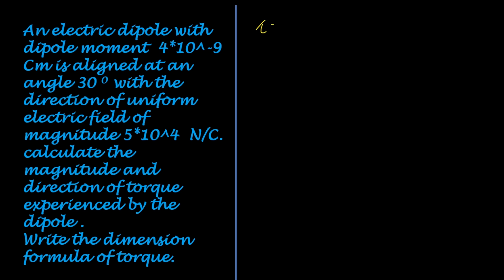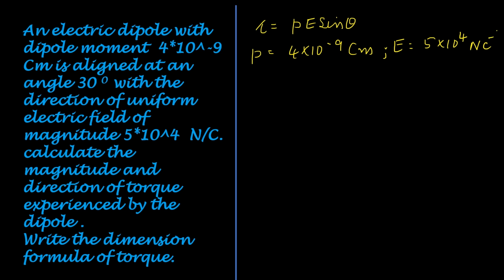Okay. Torque is equal to PE sin theta. We will first write up the data that fetches you some mark. P is equal to 4 into 10 raised to minus 9 coulomb meter. E is equal to 5 into 10 raised to 4 Newton per coulomb. Theta is equal to 30 degrees.